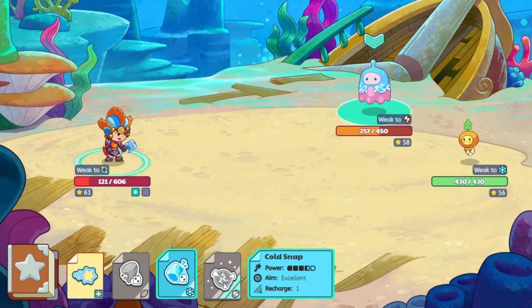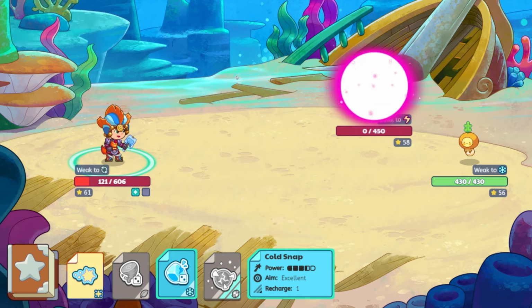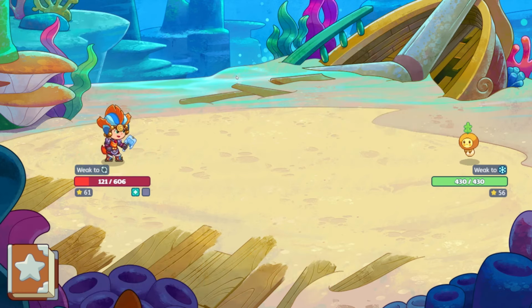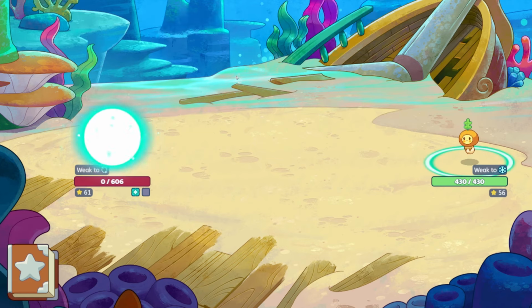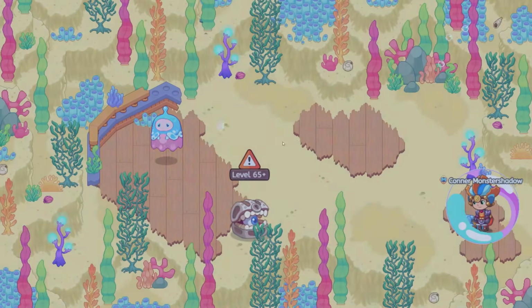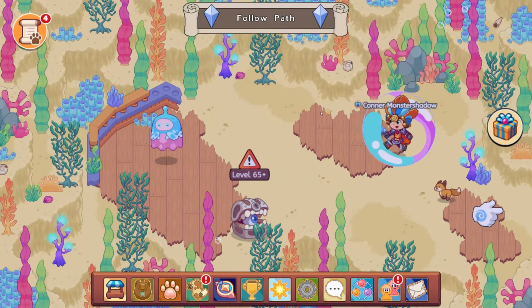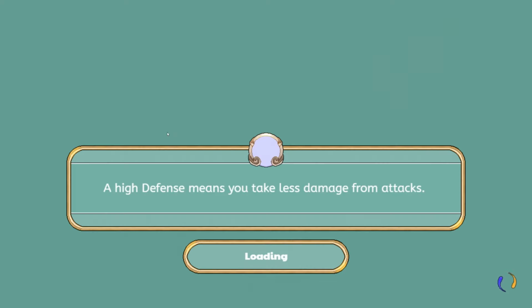Hopefully this... Nope. Going for that. My Cold Snap really likes that guy up, but it's enough. Okay, so please, please, please fumble. Oh man, so close. We almost made it. Yeah, we will get him next time. All right, we're going to make our way around here. And then River Caller, be kind.